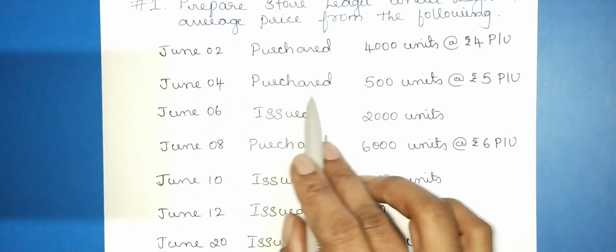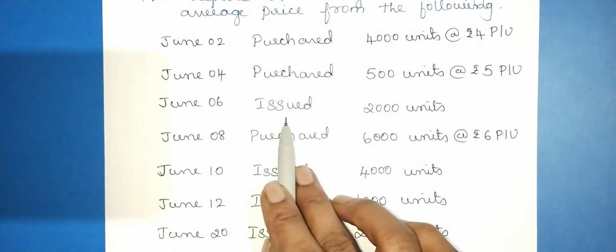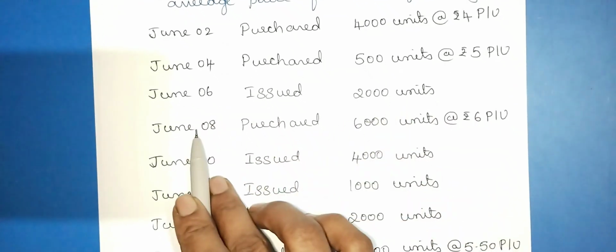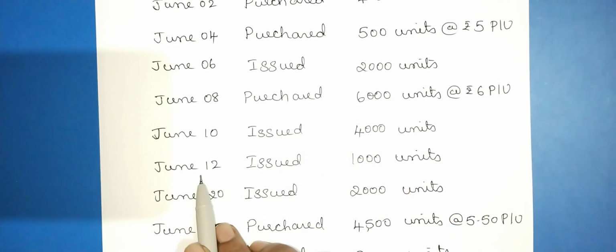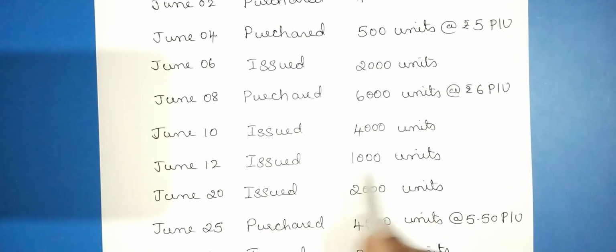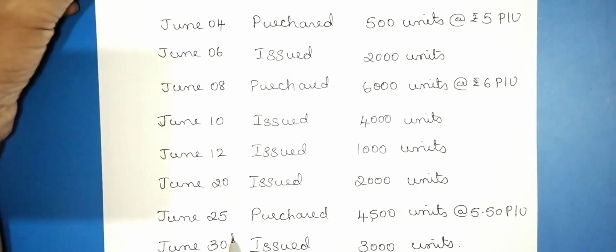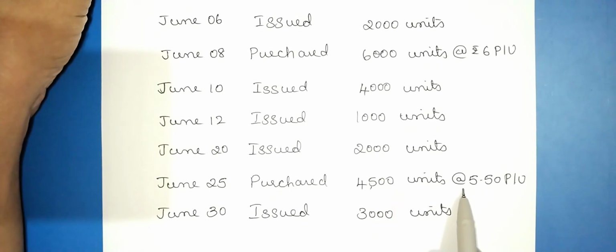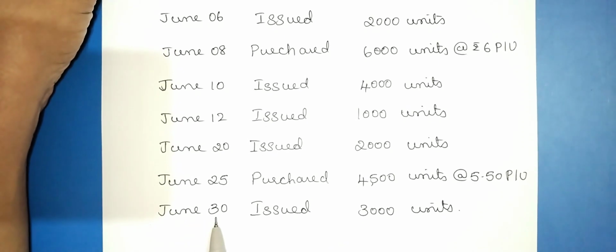June 4th, purchased 500 units at rupees 5 per unit. 6th, issued 2000 units. 8th, purchased 6000 units at rupees 6 per unit. 10th, issued 4000 units. 12th, issued 1000 units. 20th, issued 2000 units. 25th, purchased 4500 units at rupees 5.50 per unit. On the 30th, issued 3000 units.